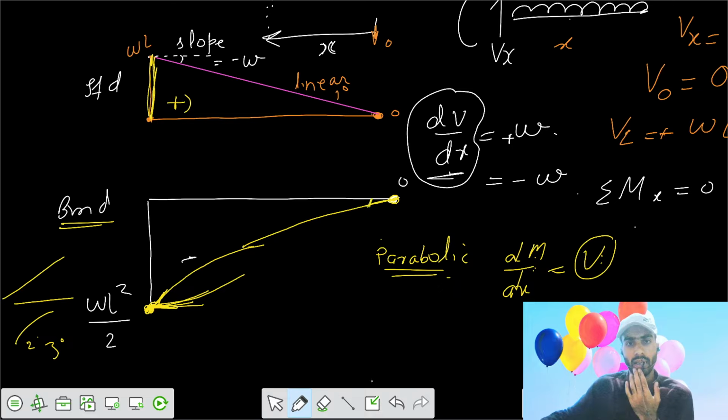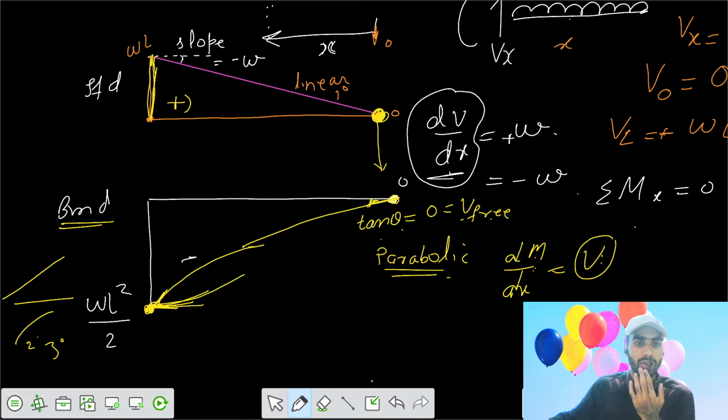Here tan theta, or the slope, has to be equal to 0. Why? Because the shear force here is 0, since the end is free. So tan theta equals 0, which equals the slope at this point, equals the shear force at this point, which is 0. So this curve is not possible. And if you go by this other curve, there was some theta, but it's not true. So this curve is not possible either, so you can remove this part.